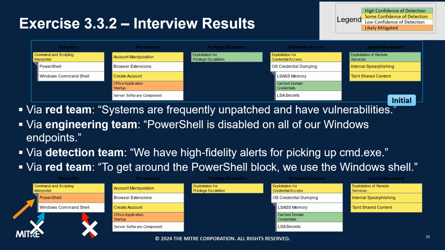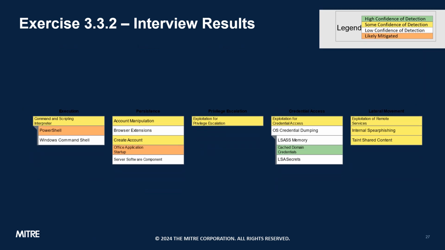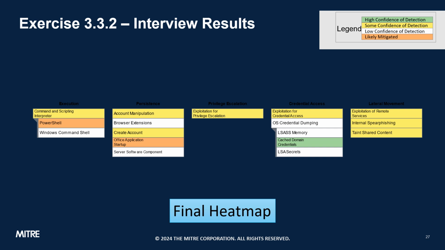Maybe we could go a little bit more with the detection team and call it some confidence of detection, but just given these two here, it seems reasonable to err on the side of caution and assume that there's low confidence of detection there. The other interesting thing to note is that from the red team, they actually acknowledge that there is the PowerShell block, giving further evidence that the engineering mitigation is being deployed successfully. You get this final heat map as your end result.